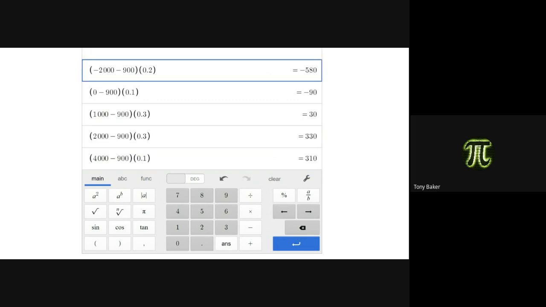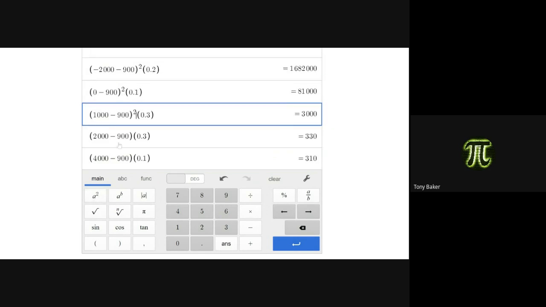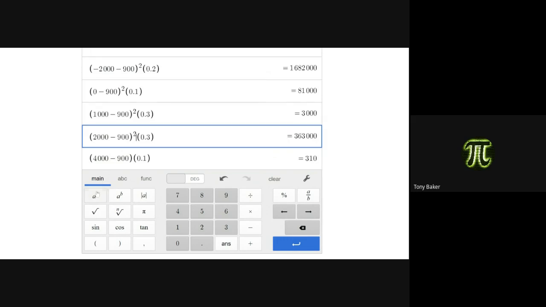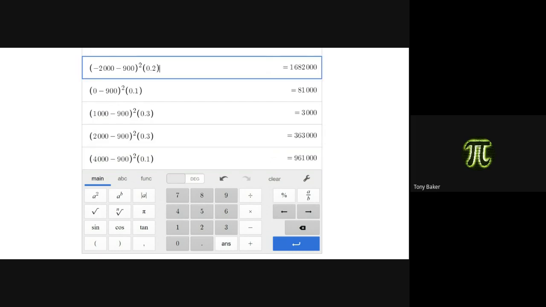And then square them all. This is where the nice thing of old Desmos comes into play, because you can literally just type them all in like this. And then multiply them times the probability.